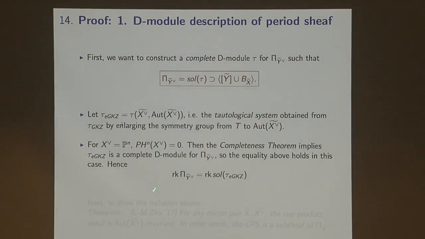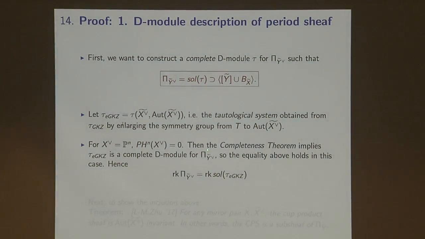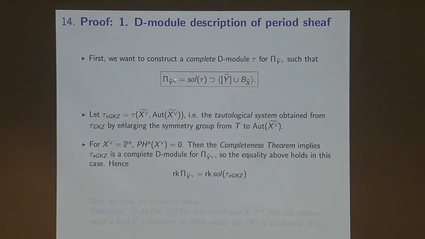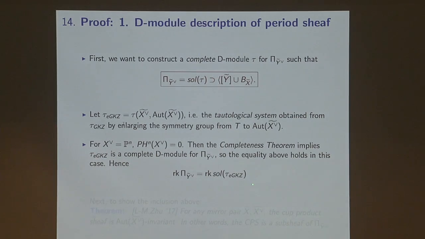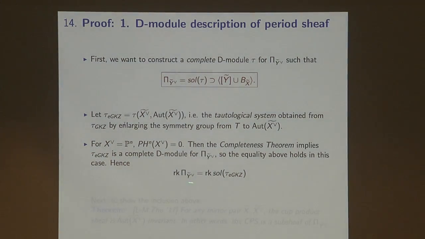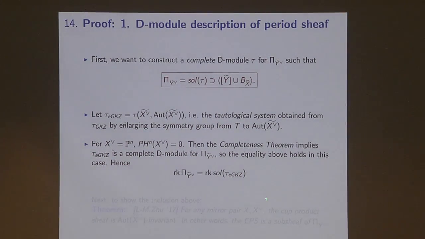So as it turns out, in this case, for P^n, the completeness theorem I stated earlier with Bloch and company, and Huang and Zhu and Yao, we obtained the statement that this equality holds, which means that I get this equality. So tau here is now tau E GKZ. So I obtained an explicit differential system for my period sheaf. So now I've translated this analytical problem into this algebraic object.